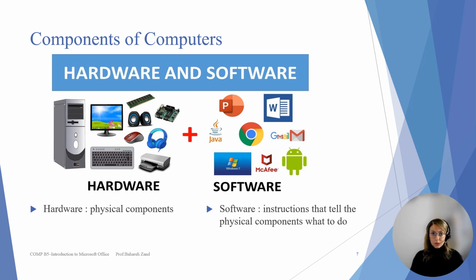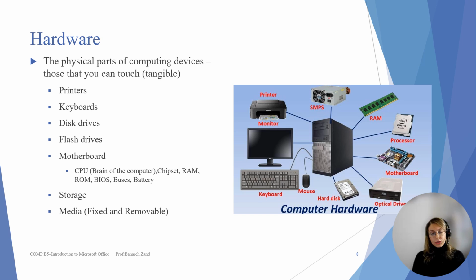We mentioned hardware is a tangible part of the computer, any part of the computer that you can touch, the physical part of the computer. Good examples are printer, monitor, keyboard, mouse. Inside the computer could be your motherboard, which we're going to review later, your CPU, your storage, even your flash drive. All of those are the hardware part of the computer.